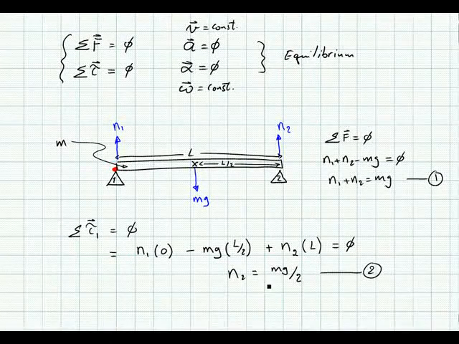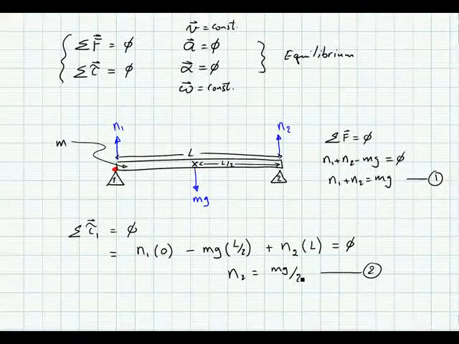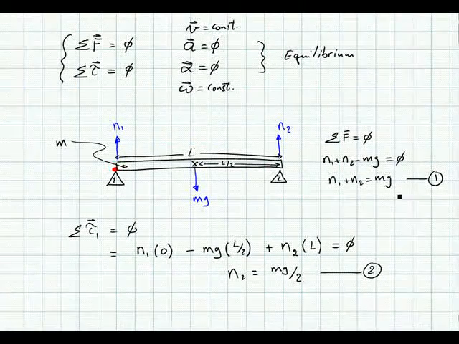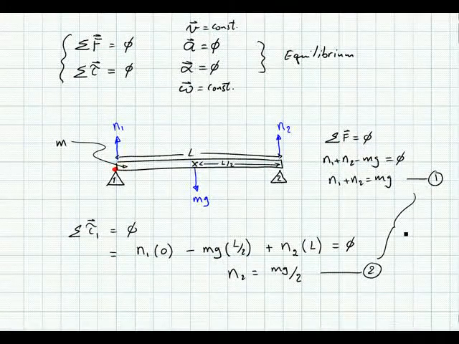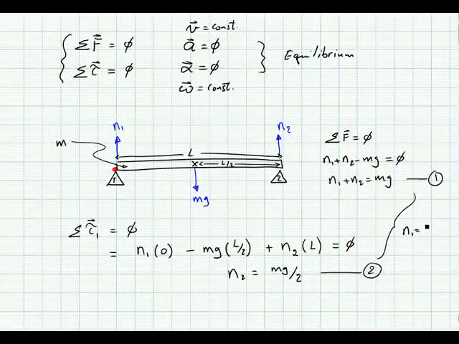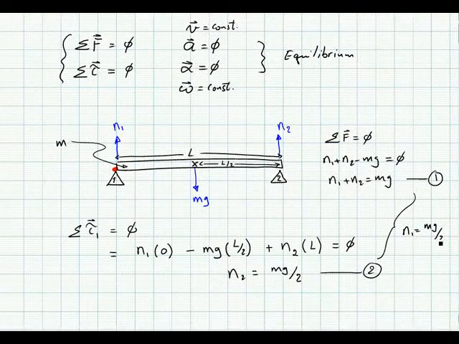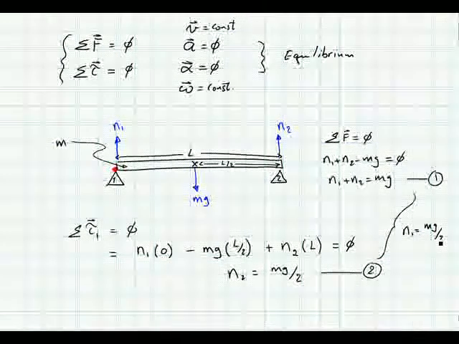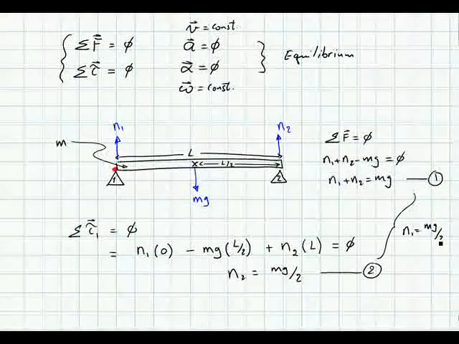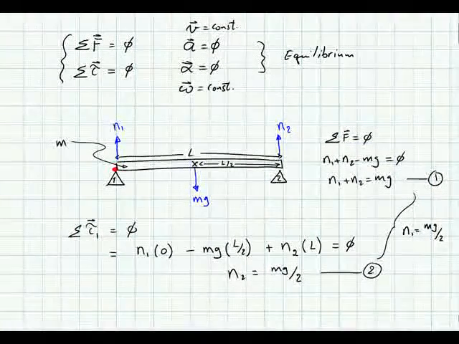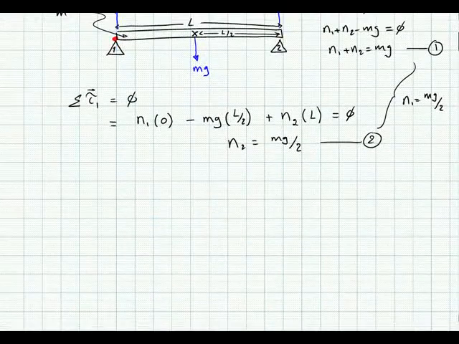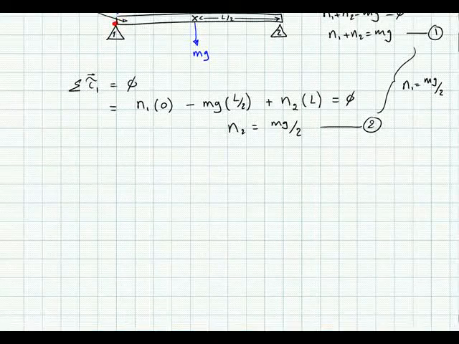So plugging N2 equals mg over 2 into your first equation, by combining these two, you end up with N1 also equal to mg over 2. Just a simple example to show how one goes about using the equilibrium argument to figure out forces acting on a body in equilibrium.